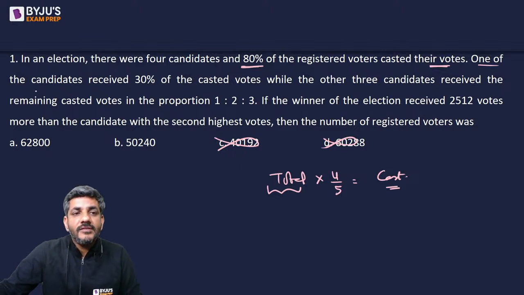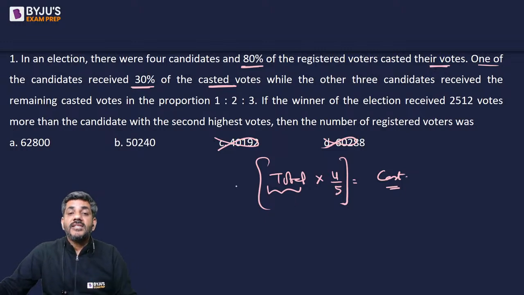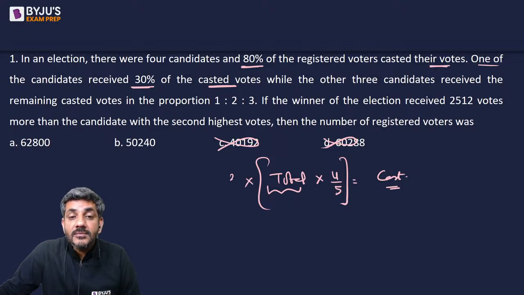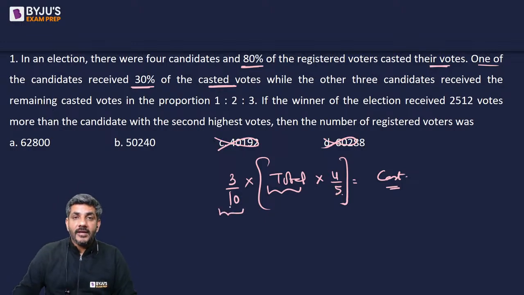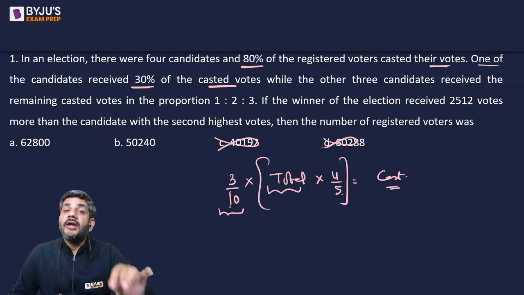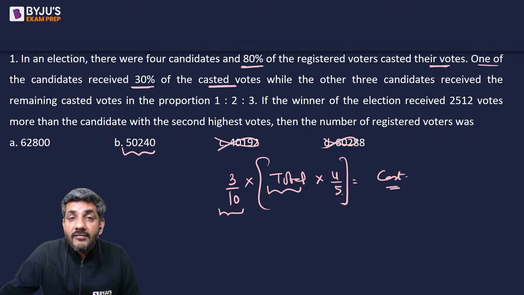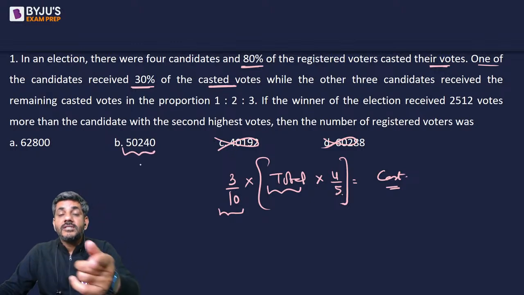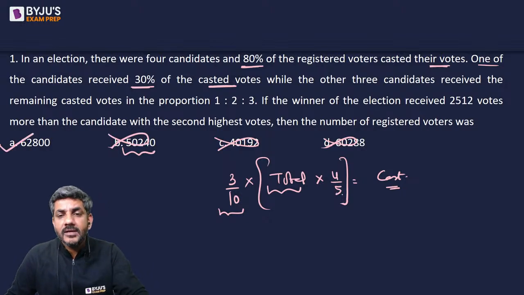Now he says one of the candidates received 30% of the casted votes. That means one candidate received 30% of it. 30% means 3 by 10. That means even after dividing by 5, it should be divisible by 10. If you divide it by 5, it is not divisible by 10 because at the end you will have an 8. So this is also gone. What am I left with? It is option A and that becomes the answer.